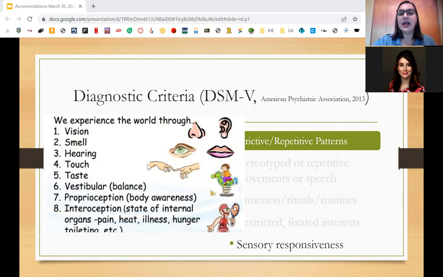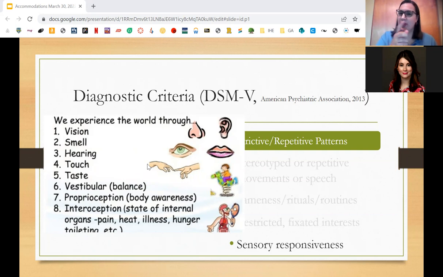So someone may be hypersensitive visually. So bright lights might really, really bother them and might make them feel very dysregulated, and they can't really focus on anything else because the lights are so bright. Or they may be hyposensitive, and they may also be hyposensitive to taste and really crave spicy foods and lots of textures in their foods. And so they might be chewing gum all the time, or if they don't have access to that, they may chew on their pencil or chew on other things, chew on paper. And that's that sensory responsiveness, that under sensitivity to that particular sense.